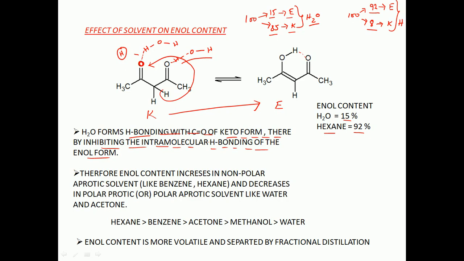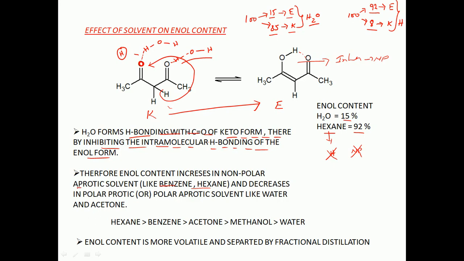In case of hexane, hexane cannot participate in H bonding. Why? Because it is a non-polar solvent. If I am using a non-polar solvent, this non-polar solvent cannot form hydrogen bonding with C double bond O. If it cannot form hydrogen bonding with C double bond O, the probability for the tautomerism increases. In that case, enol form is more stable than the keto form. Why? Because in case of enol form, you are having the intramolecular hydrogen bonding if I am using the non-polar solvent. But in case of keto form, you will not have any hydrogen bonding. Therefore, enol content increases in non-polar aprotic solvents like benzene and hexane.